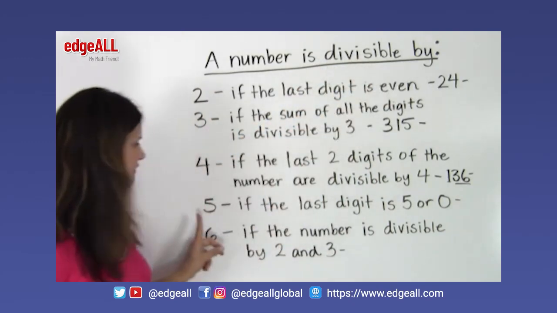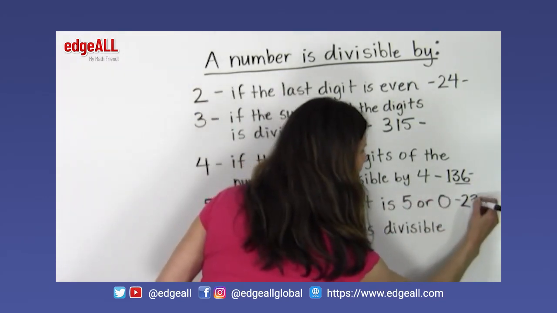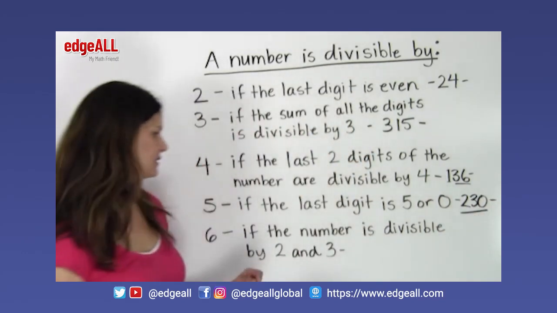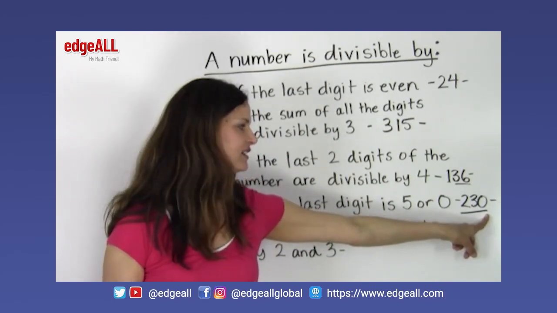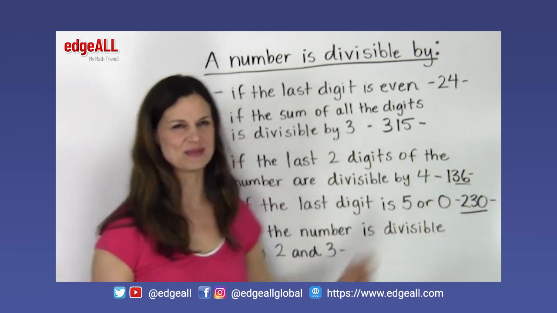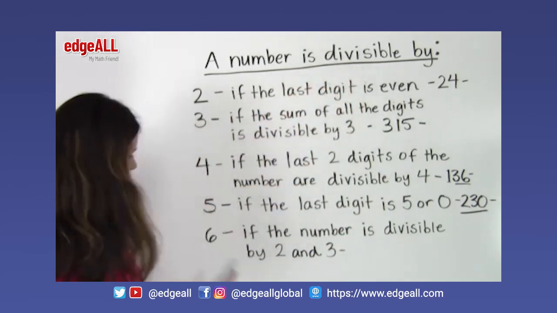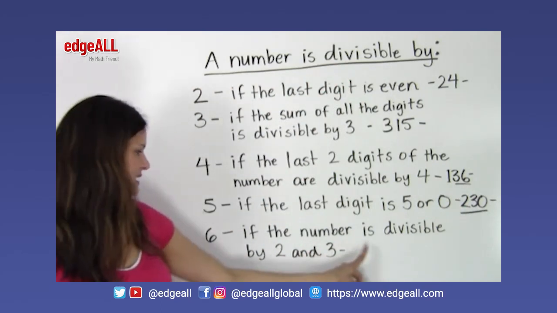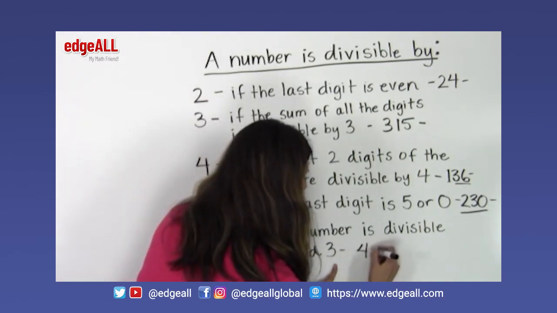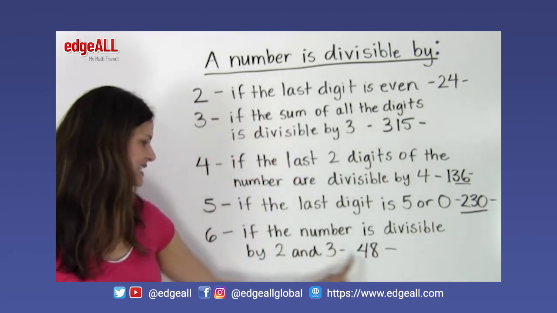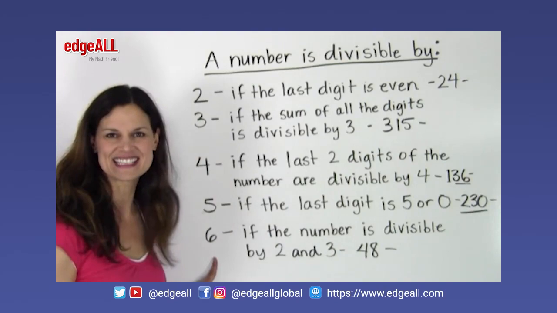A number is divisible by 5 if the last digit is 5 or 0. So 230, for example, would be divisible by 5 because the last digit is a 0 or a 5. 232 would not be divisible by 5 because the last digit is not a 5 or a 0. A number is divisible by 6 if the number is divisible by 2 and by 3. So 48 is an example of this. 48 is divisible by 2 and by 3. So 48 is divisible by 6.